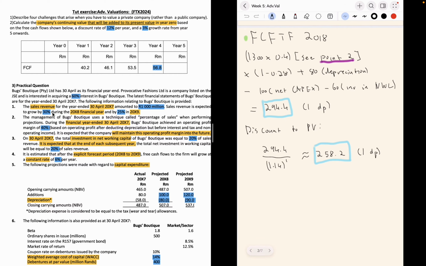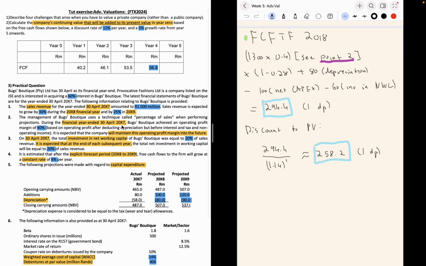So for 2018, in the previous video, I showed you guys what the formula is, but you can just write it down as I do this. So we want our gross profit. So quickly have a look at point 2. It says here, the management of Bugs Boutique uses a technique called percentage of sales when performing projections. During the financial year ended 30 April 2017, Bugs Boutique achieved an operating profit margin of 40%. It is expected that the company will maintain this operating profit margin into the future.